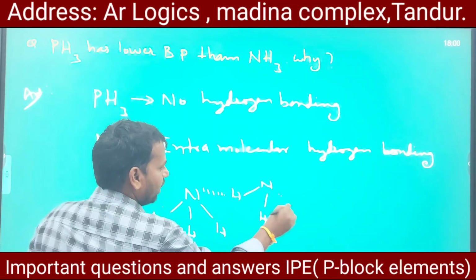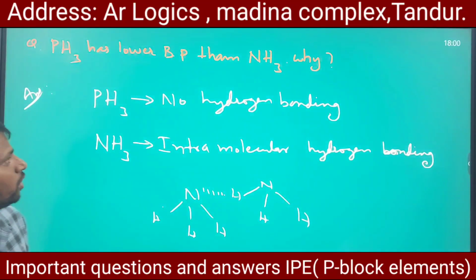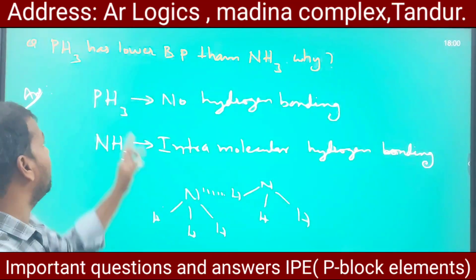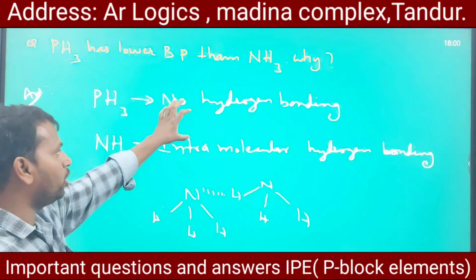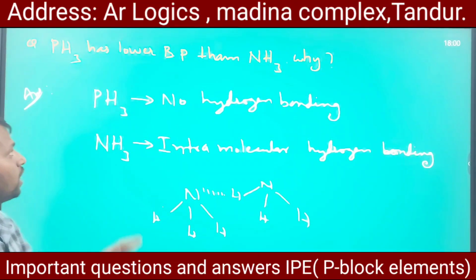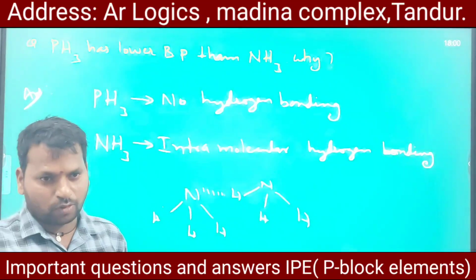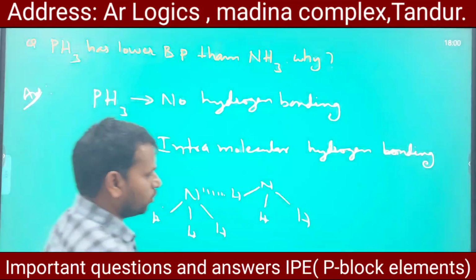N and H and like this. So hydrogen bonding is present between the molecules. Due to that hydrogen bonding, NH3 has a higher boiling point than PH3. Due to the absence of hydrogen bonding in PH3, PH3 has a lower boiling point than NH3. So this is about this question. Next one.